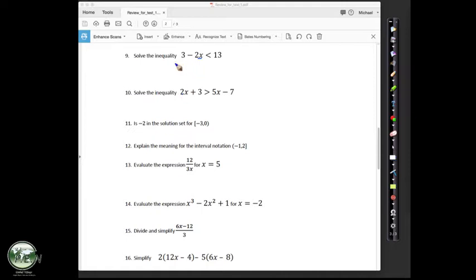The first thing we do to get x by itself is subtract 3 from both sides. And again, this inequality is like an equal sign. We'll just keep it there though. So positive 3 minus 3, 0. We made a 0. -2 comes down, -2x. It's still less than 13 minus 3 gives us 10.